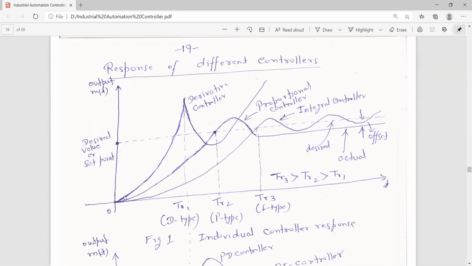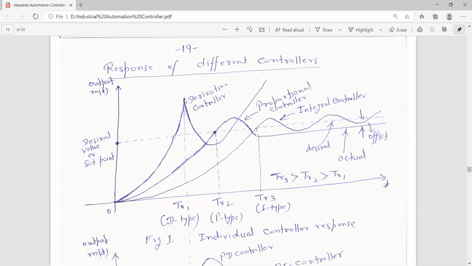Then on the time axis, here are Tr1, Tr2, Tr3. Tr1 is related with the D type, another with the P type, another with the I type, and these are the rise times. Tr1 is the rise time of the derivative, Tr2 the rise time of the proportional, Tr3 the rise time of the integral controller. Individually we can see the characteristics here. If it is a derivative controller, the response goes like this.